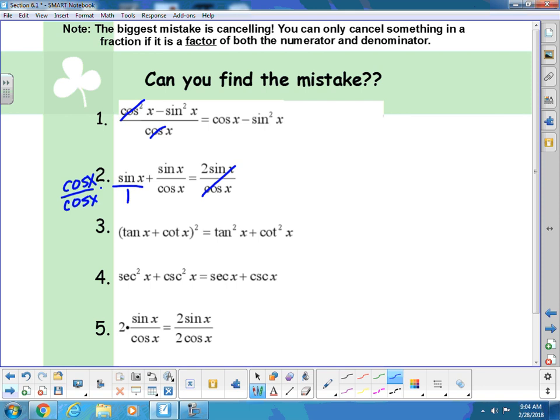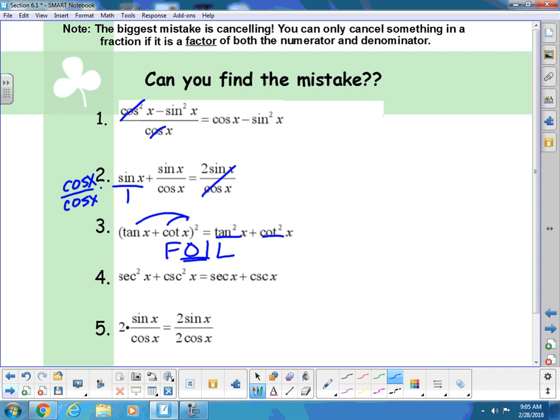Third problem, the mistake is they distributed the squared through. We know that's a big no-no. What you actually need to do here is FOIL. So tangent squared and cotangent squared are your first and your last terms, but the outside and the inside are missing. So there'll be, again, a mistake as you're working through, and it won't be able to be proved if you miss those terms.